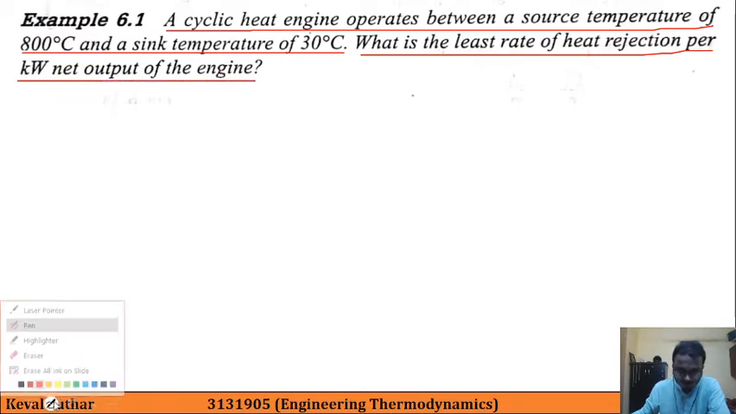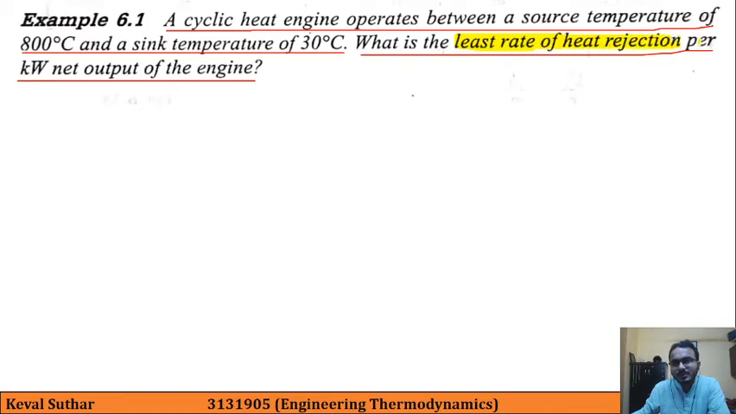So the important thing that we need to focus on here is the least rate of heat rejection, and we are given it per kilowatt of net output of the engine. So these two things are important here.